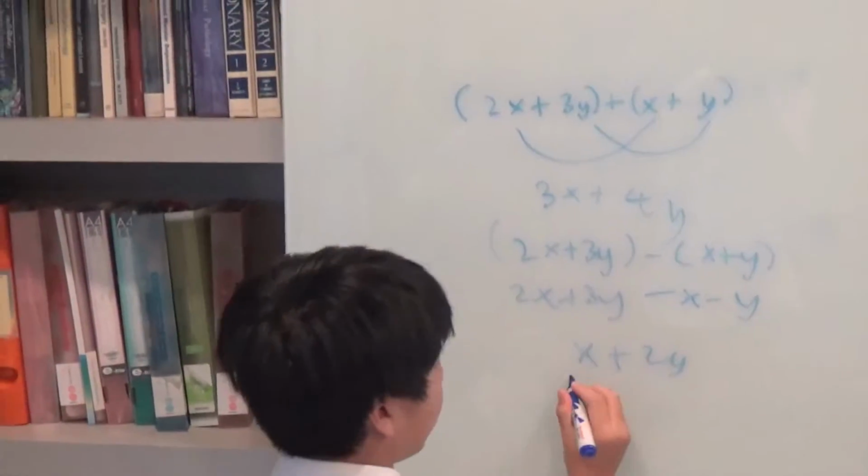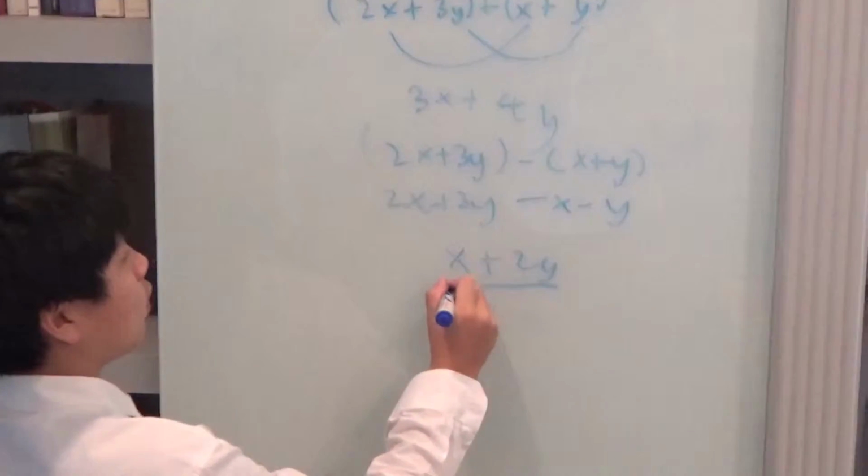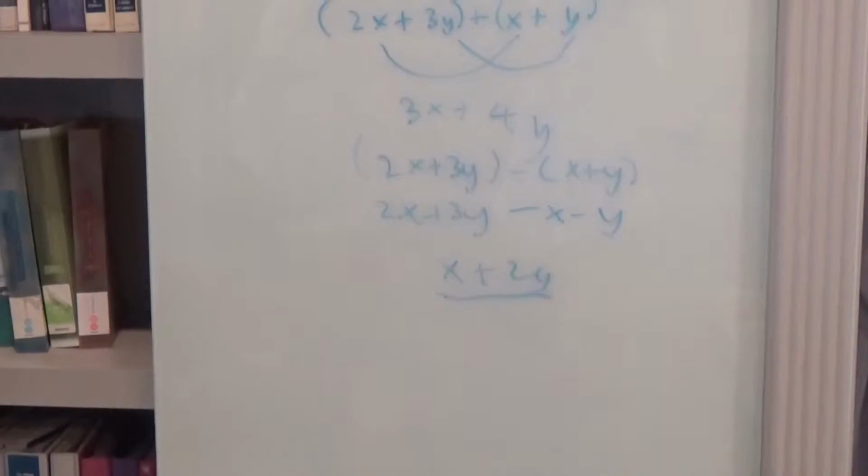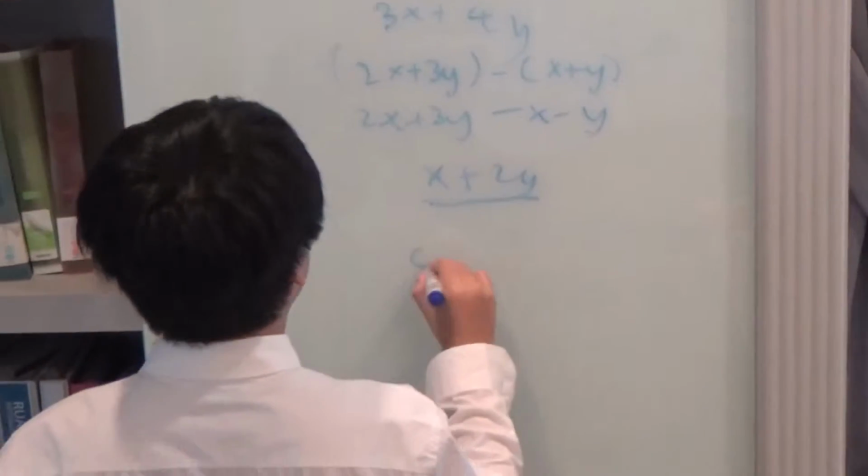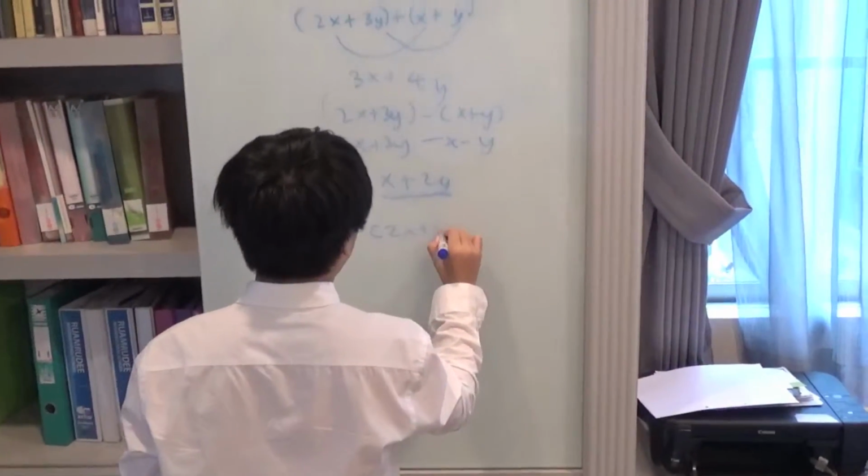And that is our final answer. Now moving on to multiplication. And again, using the same problem, 2x plus 3y multiplied by x plus y.